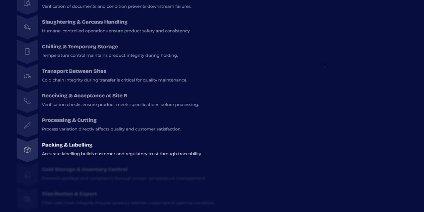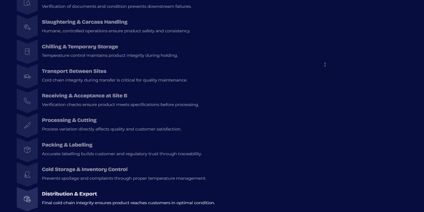And the next step, which is packing and labeling at site B, accurate labeling builds customer and regulatory trust here through traceability. And we have the next, which is called storage and inventory control. Here it prevents spoilage and complaints through proper temperature management. We have the final step, which is distribution and export. Final cold chain integrity here ensures product reaches customers in optimal condition.